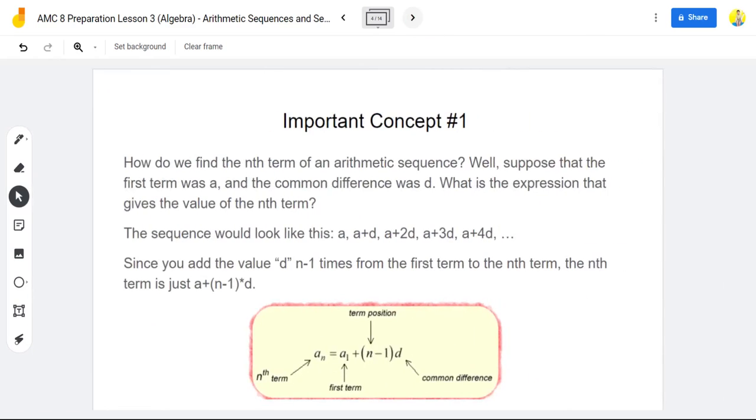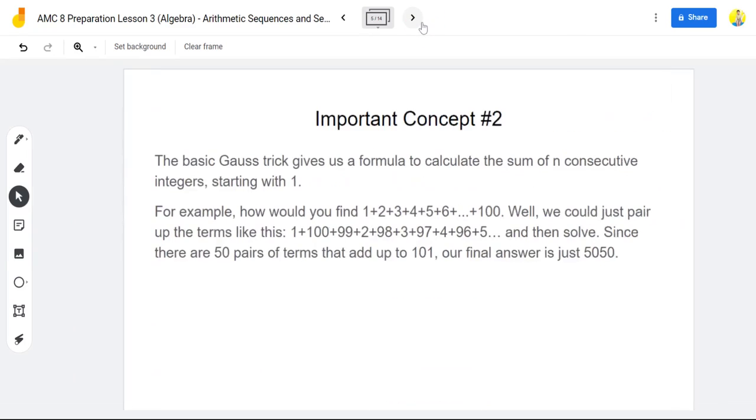Important concept number 1. How do we find the nth term of an arithmetic sequence? Well, suppose that the first term was a, and the common difference was d. What is the expression that gives the value of the nth term? The sequence would look like this: a, a plus d, a plus 2d, a plus 3d, a plus 4d. Since you add the value d n minus 1 times from the first to the nth term, the nth term is just a plus n minus 1 times d.